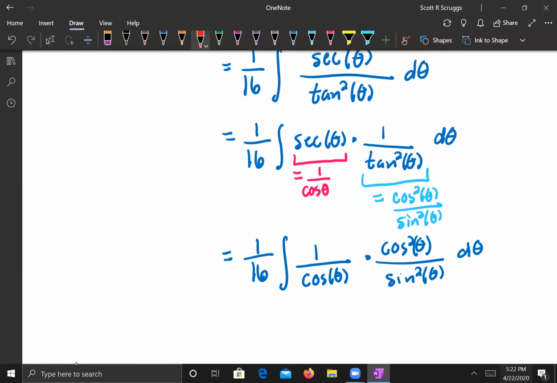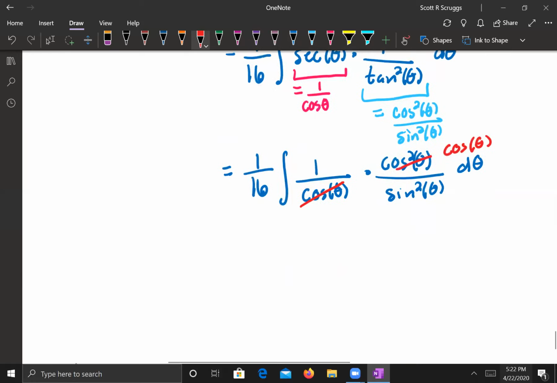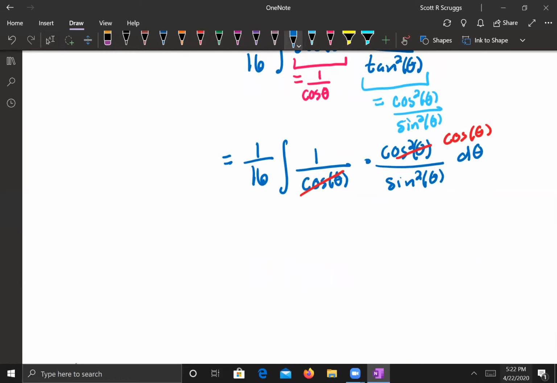I have a cosine in the denominator. I have 2 cosine squared in the numerator. That means I have 1 cosine left in the numerator, which means I now have in my integral cosine of theta over sine squared of theta d theta.